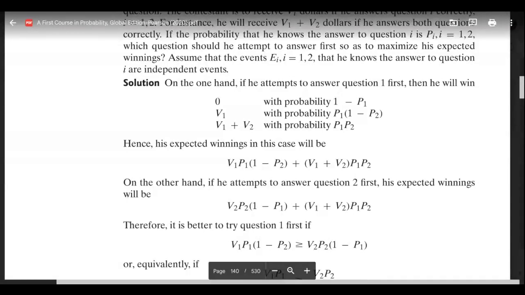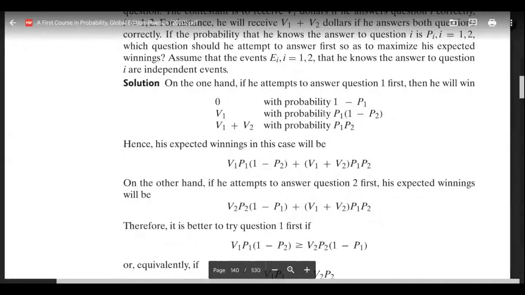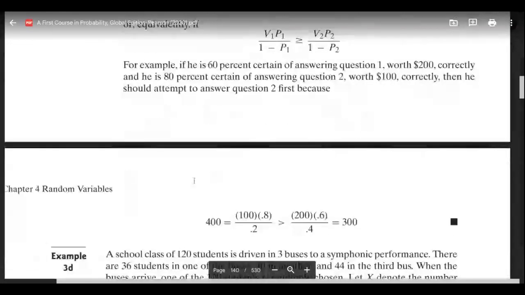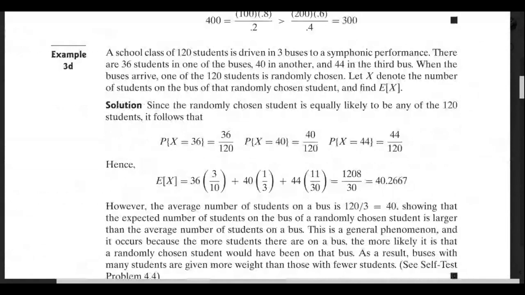Anyway, all right, let's see this example.